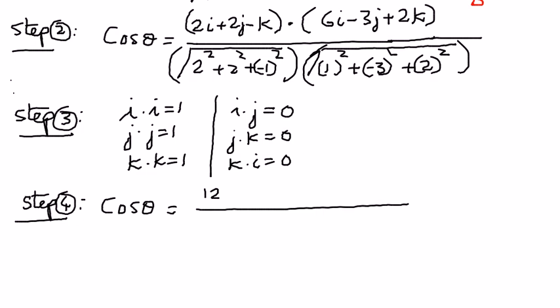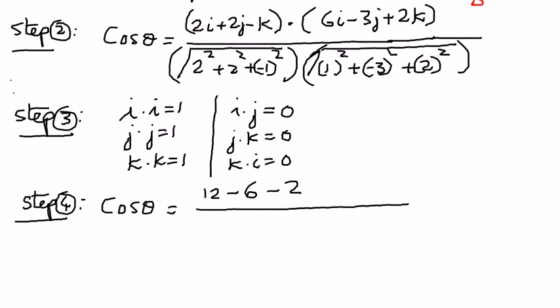Then 2j times negative 3j will be negative 6. j dot j will be 1, so we'll just write it as negative 6. And then j dot k is going to go to 0, and then we take the third component of the first vector and distribute it to every one of the components in the second vector. Negative k dot 6i is going to 0. Negative k times negative 3j is going to 0. And then we have negative k times positive 2k, that is negative 2 k dot k, which is equal to 1, and therefore we have negative 2 left.